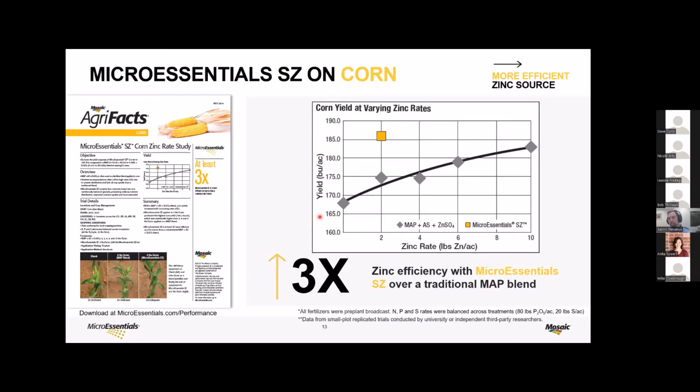Once again, moving back to talking about that distribution model and how important it is. If we look at our x-axis here, pounds of actual zinc in a blend, and our yield on the y-axis, our treatments are the different colors. These gray diamonds are the MAP, ammonium sulfate, zinc sulfate blend. And this yellow one at the top is Micro Essentials. As we ratchet up our pounds of actual zinc in the blend, you can see that the plant does respond very well to zinc.